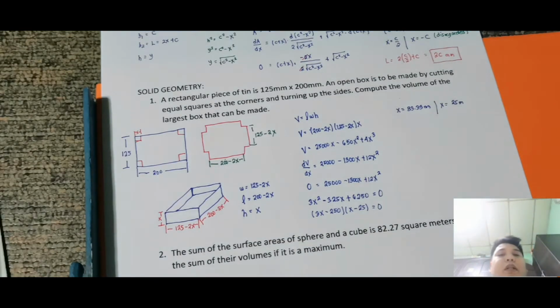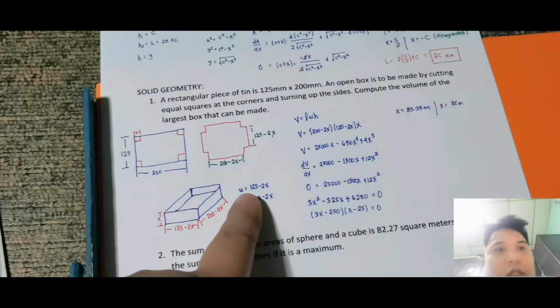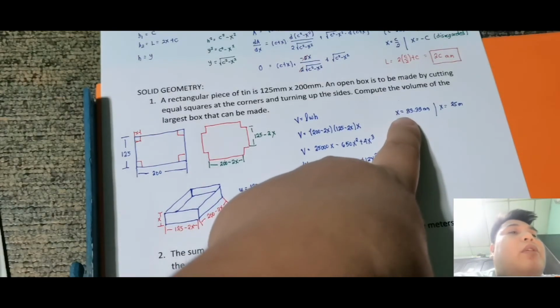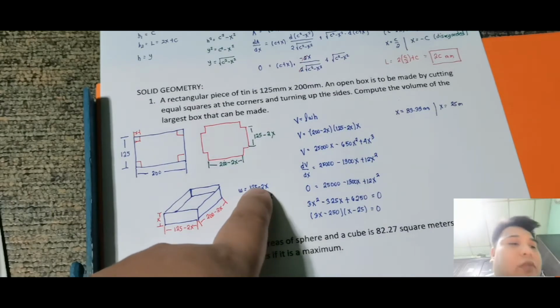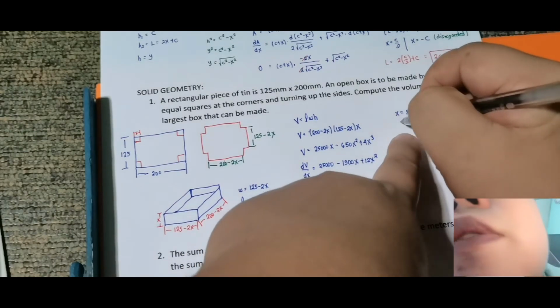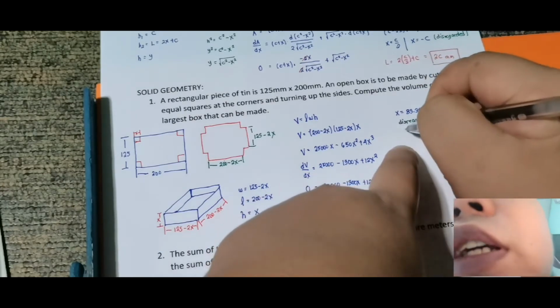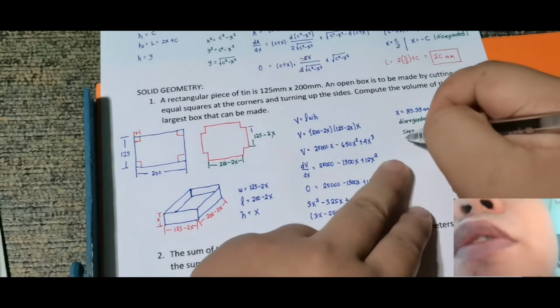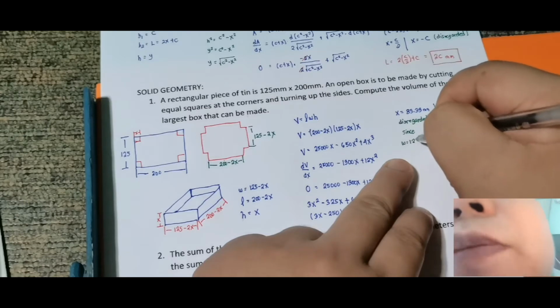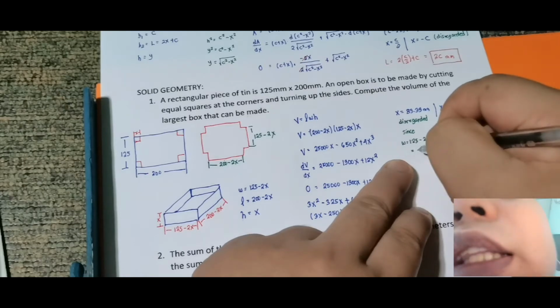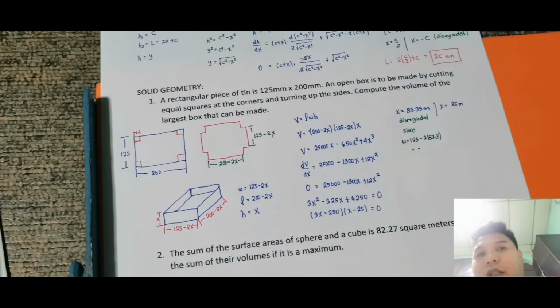Okay, now we choose between the two, which one is more realistic in terms of value. Suppose we used this 83, let's try. The 83.33 is not allowed. Why? Because of 125 minus 2x. So it is disregarded. Since the width is equal to 125 minus 2 times 83.3, this is equal to something negative. So meaning we can't use it.